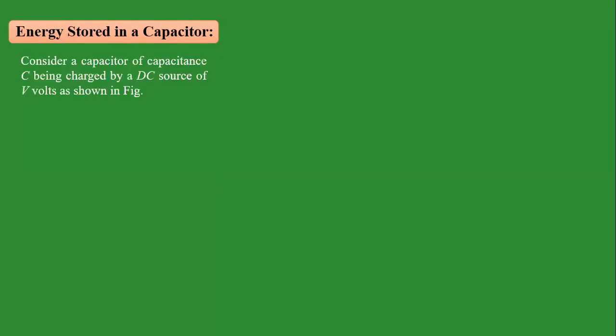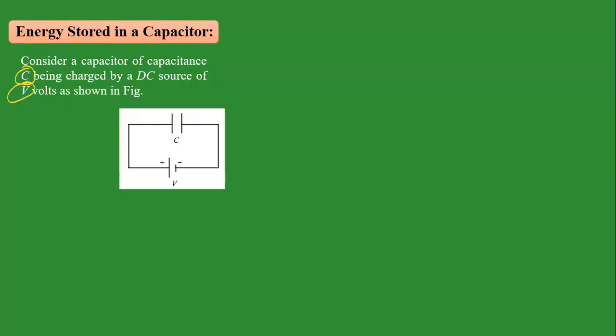So we consider a capacitor of capacitance C charged by a DC source whose potential is V, as shown in the figure. You can see here the capacitor. It is charged by a source whose potential is V.